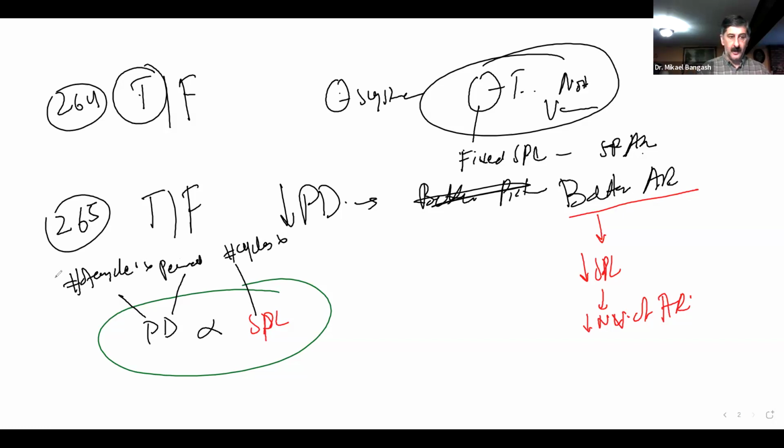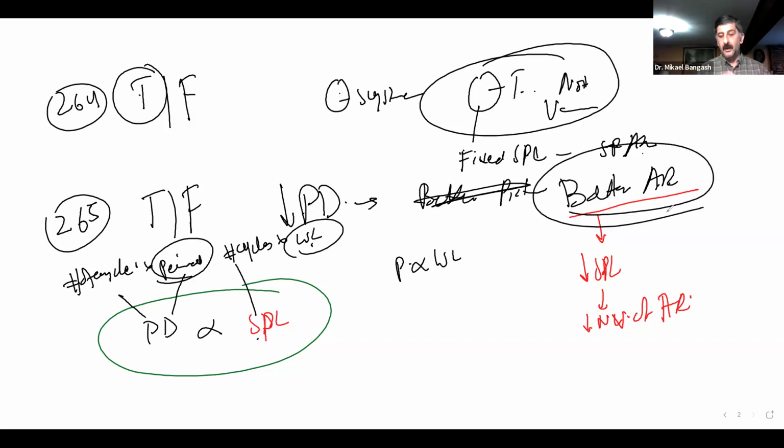The number of cycles was multiplied by the wavelength. And we know that period and wavelength are directly proportional. So the shorter the pulse duration of a pulse, mainly because that pulse will have a lower period, it will also have a lower wavelength, which will cause a lower spatial pulse length, which will cause a lower numerical value of the axial resolution, which causes that axial resolution to be better or improved.